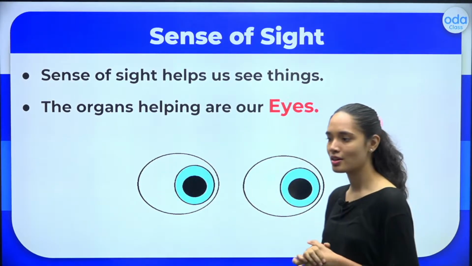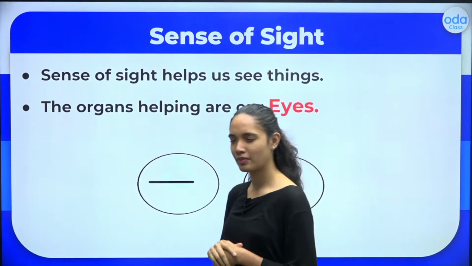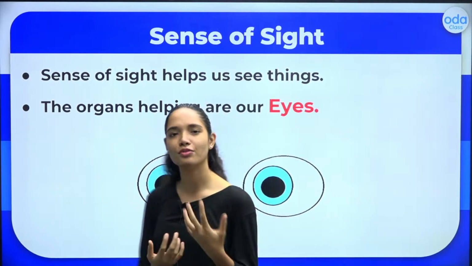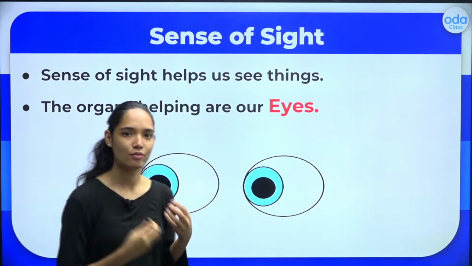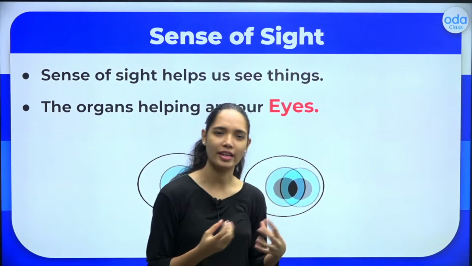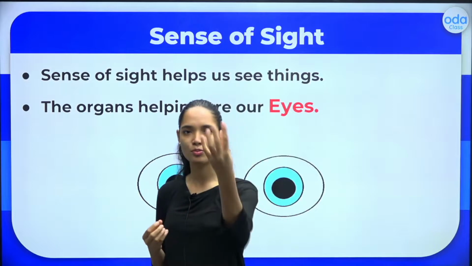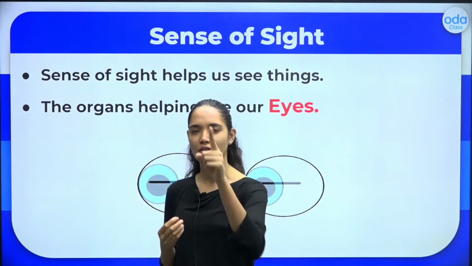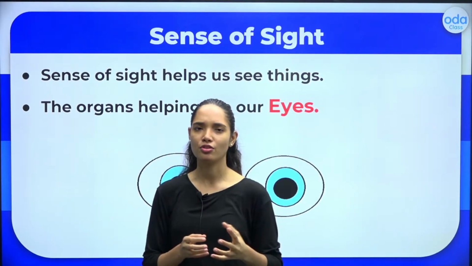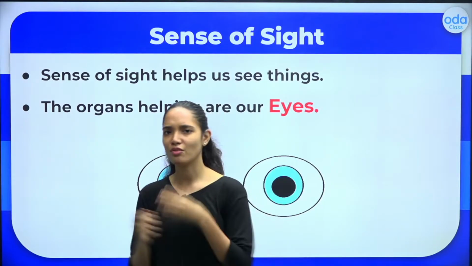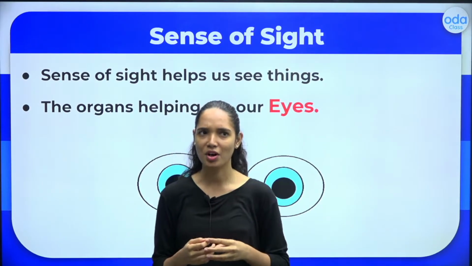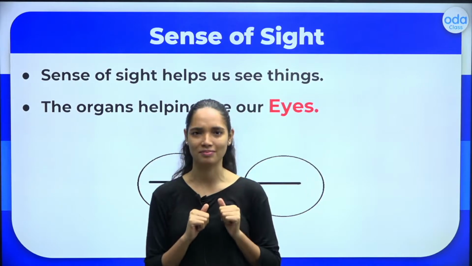Right students? Have you ever wondered how our eyes actually work? Is it a very easy process? Like, you're just looking at me right now. Is it a one-way process or what is it? What do you think? Is the working of the eye complicated or easy peasy?